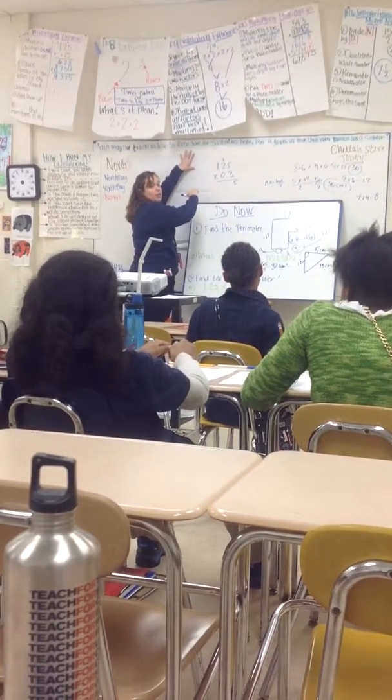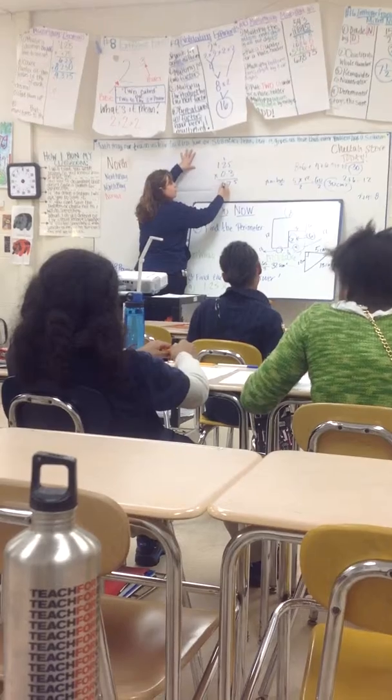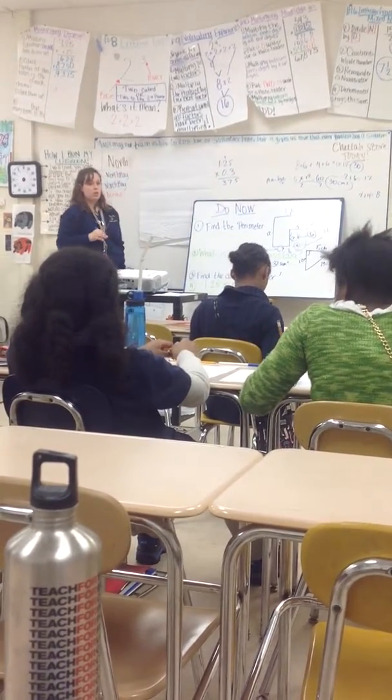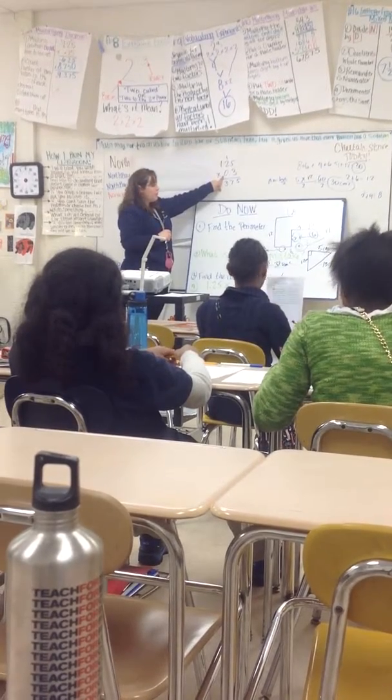2 times 3 is 6. Everyone? 6. Plus 1 is? 7. 3 times 1 is? 3. Okay, what do I do now? Placeholder. Do I need to bother doing a placeholder? No. Because I'm multiplying by 0.